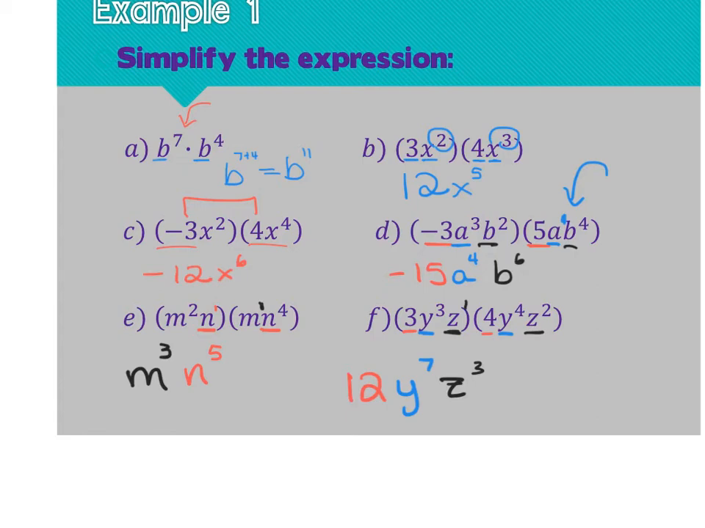Good so far? All right. Let's try some more examples. Now, instead of just multiplying 2, we're going to multiply 3 things, but the process is still the same.